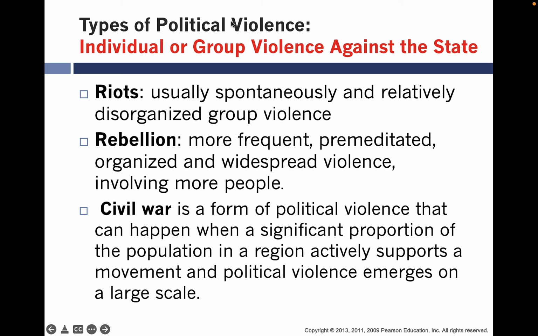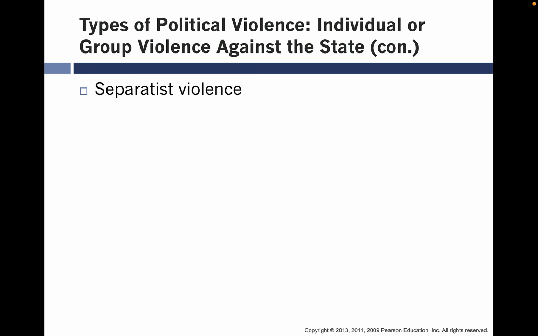In Civil War, we jump up a little less than 100 years later, where we saw the Civil War happen, where political violence can happen when a significant portion of the population and region actively supports a movement, and political violence emerges on a large scale. So, the whole North versus South thing here in the United States. These are two really good examples that we can tie in. We could actually look at each of these and come up with real world scenarios that have happened here in the United States. So I think this is good.